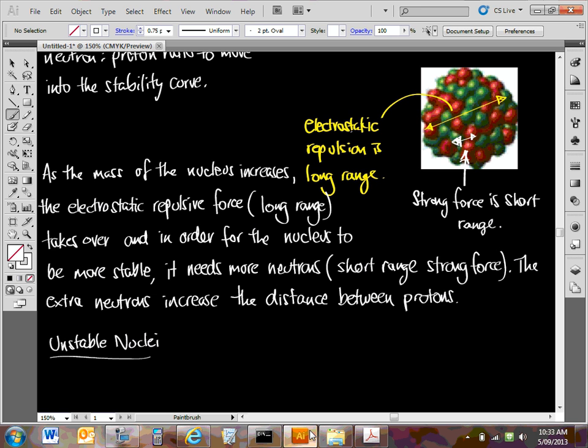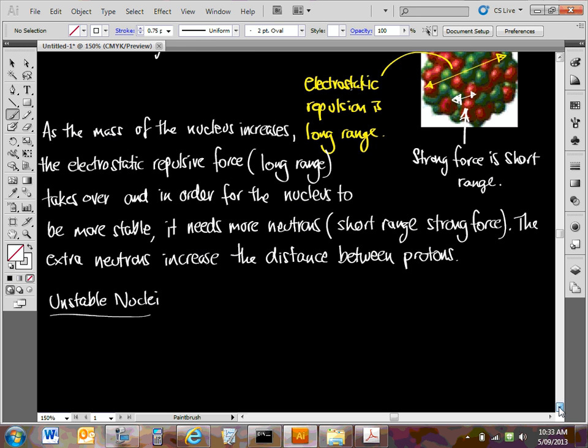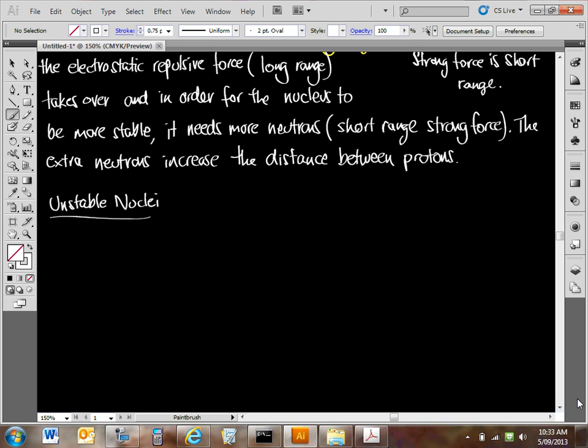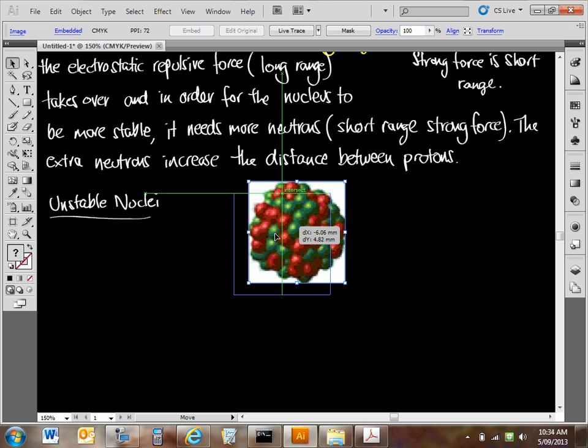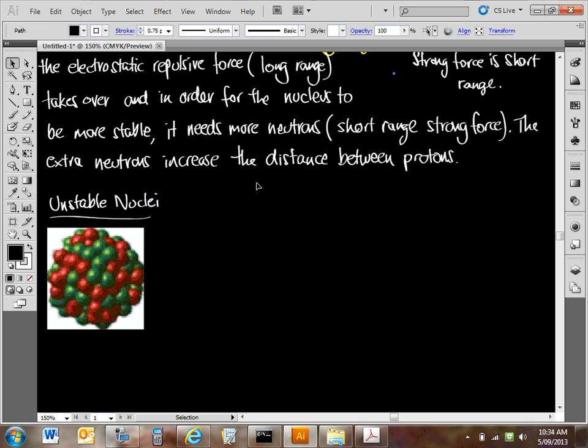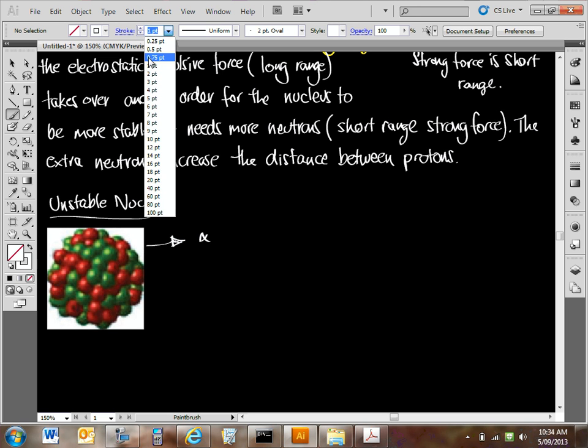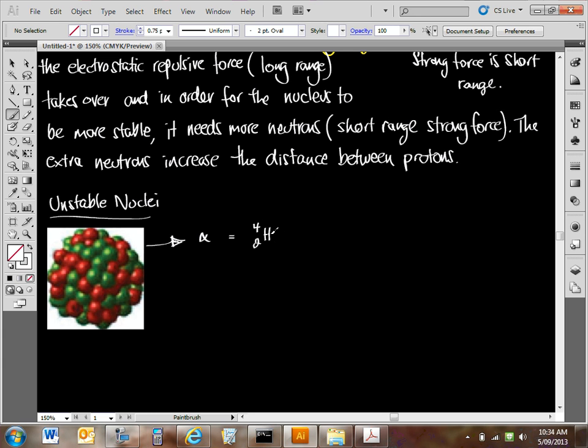Unstable nuclei. I'll get my picture of a nucleus again. Hopefully it's still there. Yes, it is. This nucleus will throw off stuff. One might be an alpha particle. Does anybody know what an alpha particle is, more commonly? Yeah, it's just a helium nucleus, isn't it?